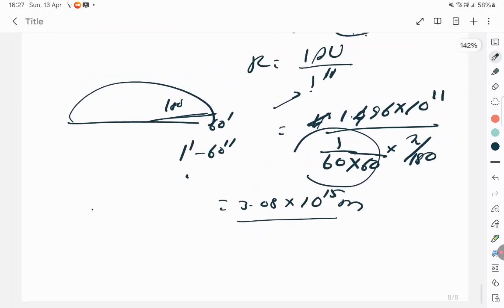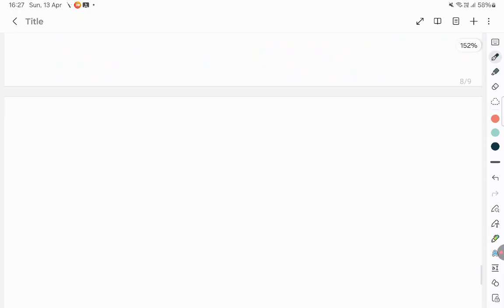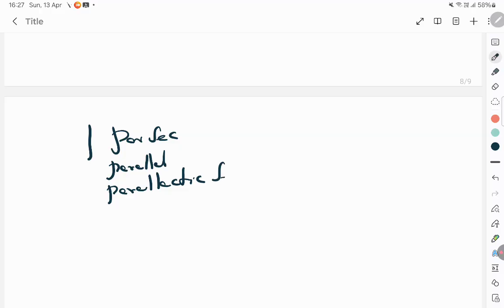So you know which is the greatest unit we just saw? The parsec. 1 parsec. Parsec is also known as parallactic second. I'll just spell it for you. Parallactic second. Parsec. 1 parsec, whose value is 3.08 into 10 to the power 15 meters.